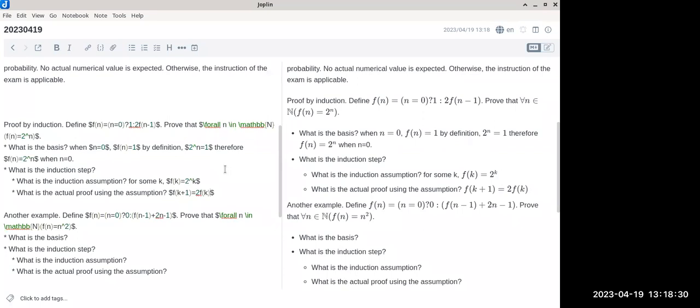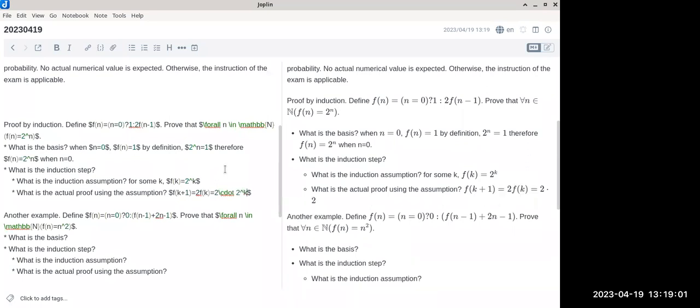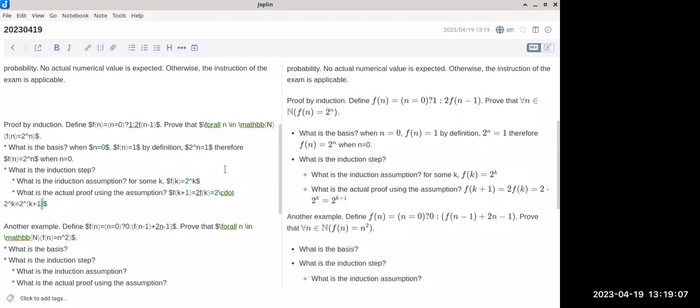Are we doing okay with this part? It's no fun when k equals 0, because it's just the basis. So k plus 1 is going to be non-zero, and as a result, it is 2 times f of k. But based on the induction assumption, f of k is 2 to the power of k. So now we have 2 times 2 to the power of k, and that becomes 2 to the power of k plus 1, and therefore we have the induction step proof.